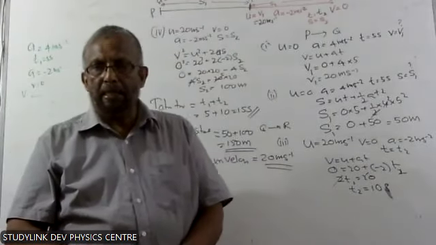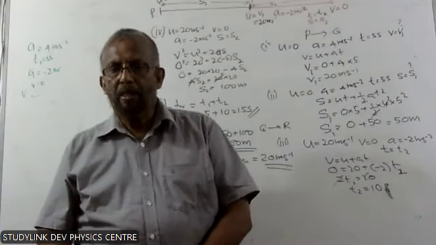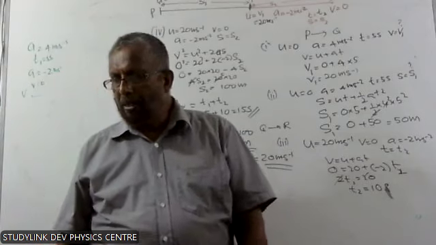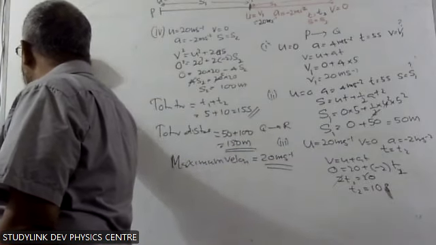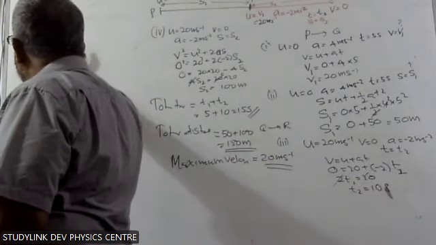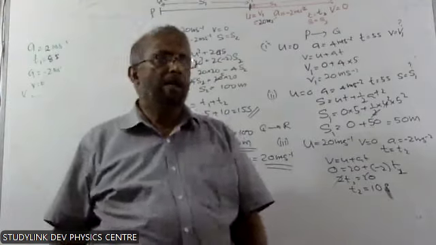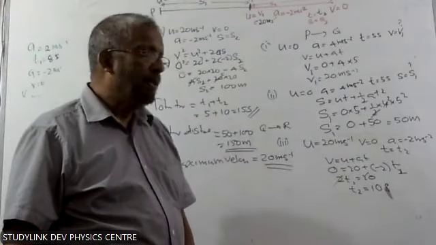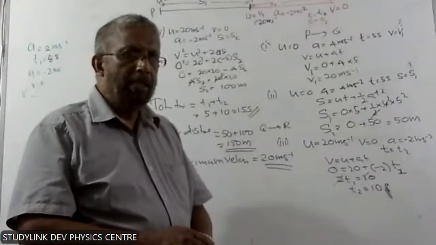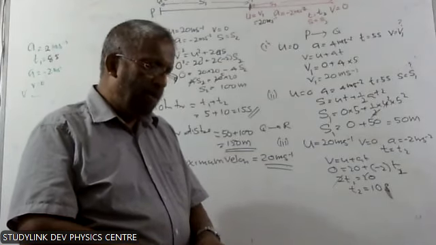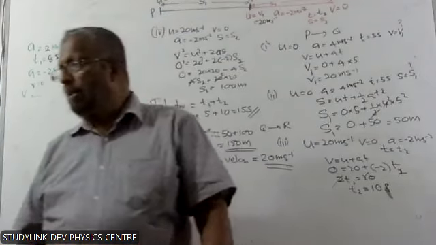A car starts its journey from rest and travels with an acceleration of 2 ms⁻² for 8 seconds. After that, it travels with the velocity obtained for another 5 seconds.